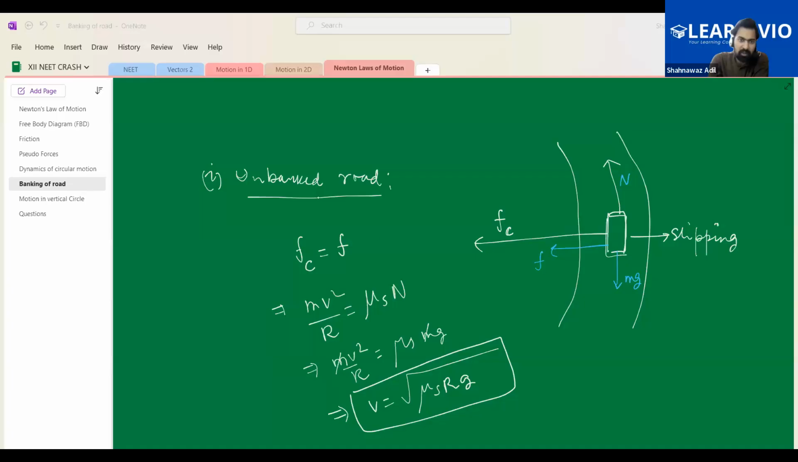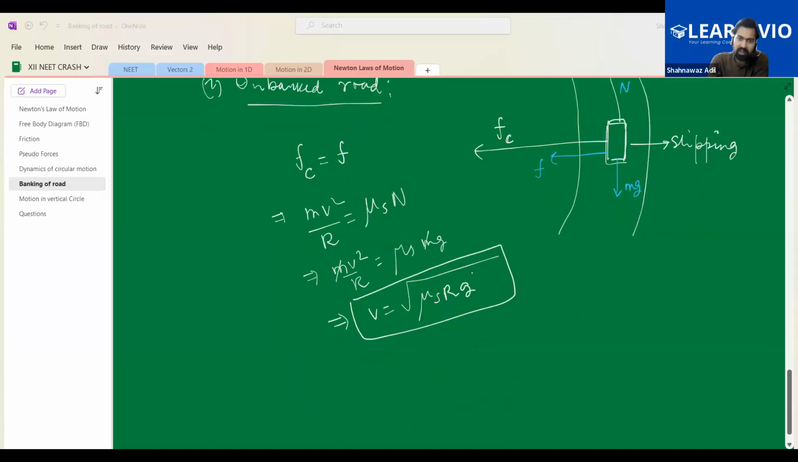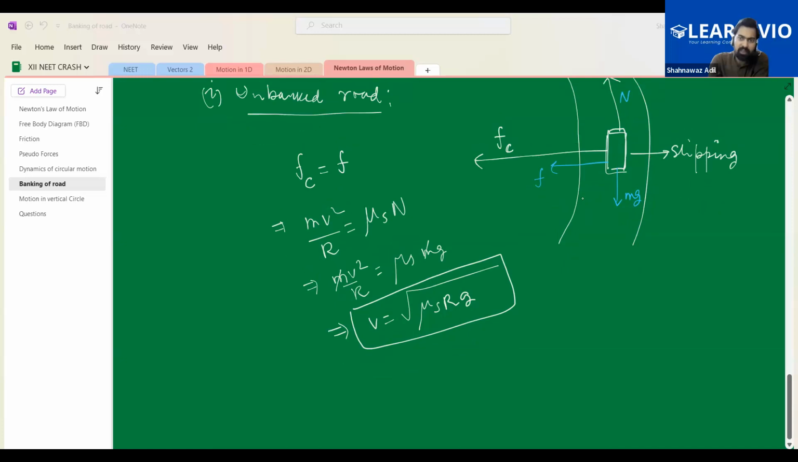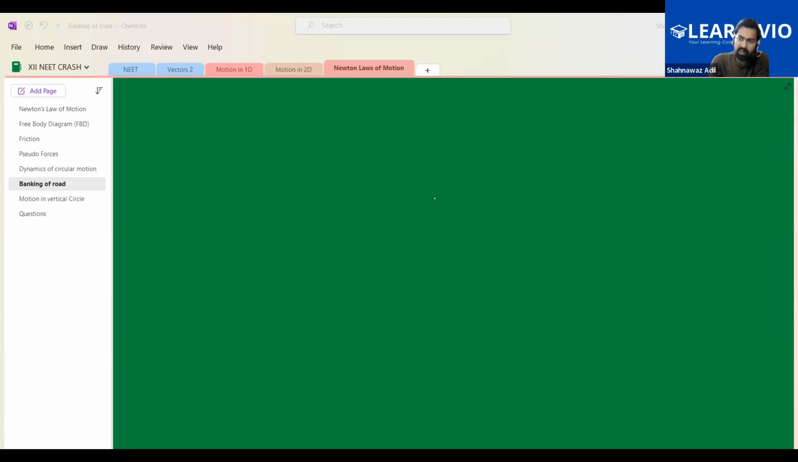So I was talking about this banked and unbanked road, right? Let me quickly write the result, and you guys just have to remember it. In the unbanked road, which is not at some angle, this is the maximum speed with which the cycle rider has to move so that he is not slipping, right? So this root of mu s R G we have to remember. And for the banked road, I will not derive because that will take time, so I will just give you the final result.